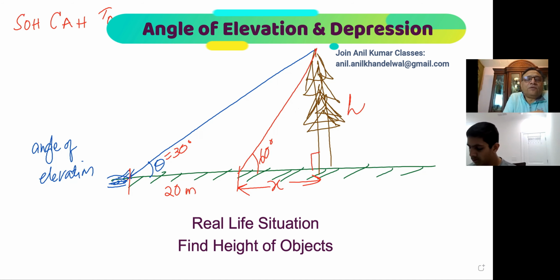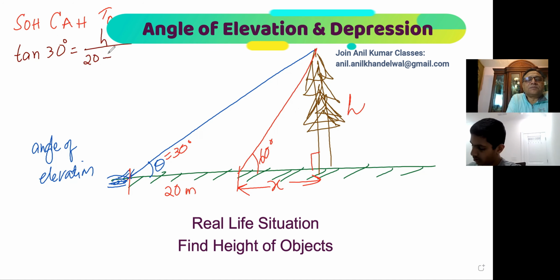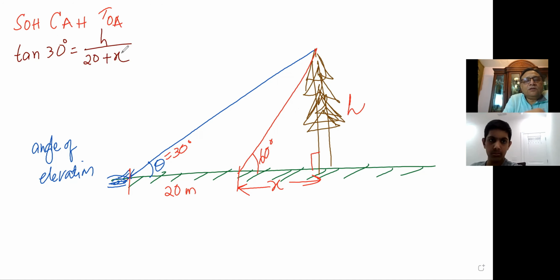So we can write tan of 30 degrees is equal to the height h over the total distance, which is 20 plus x. Well, to find tan 30 degrees, you can use a calculator or you can also use a special triangle. So I'm just drawing a special triangle for you here.